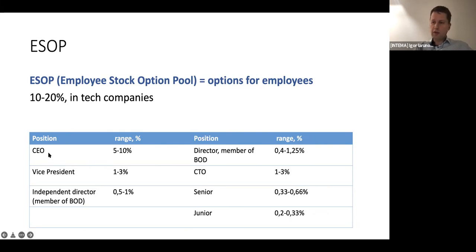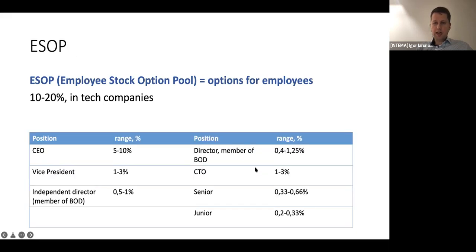So they used to receive, for example, if the CEO is not a founder, which happens sometimes, he or she can receive 10%, vice president 3%, senior, junior, CTO, director, member of the board. Of course, we are not talking about founders, we are talking about employees. So they can receive these shares. Why am I talking about it? Because it's a very important part of the capitalization table. So in the capitalization table, there are not only investors and founders, but also employees.